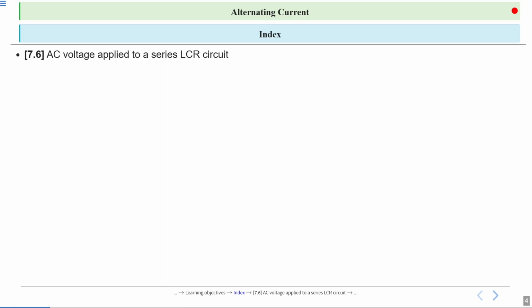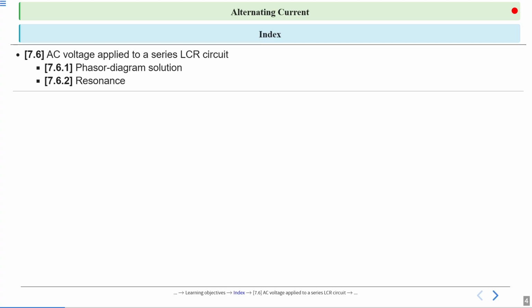So, index of topics. NCERT section 7.6, AC voltage applied to a series LCR circuit. NCERT section 7.6.1, phasor diagram solution. And NCERT section 7.6.2, resonance.